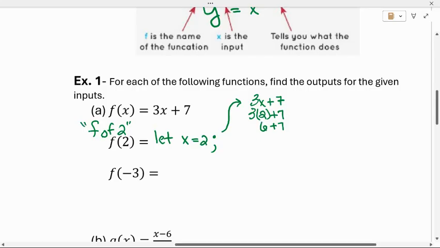The only difference is when you write your final answer. How did you evaluate this function? You evaluated this function for f of 2, and f of 2 equals 13.